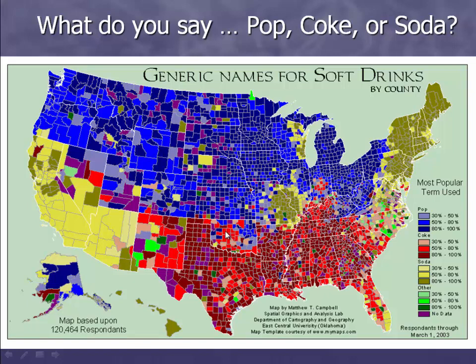Oklahoma City, very strongly Coke. Atlanta, very strongly Coke, where the Coke World headquarters is located. See a lot of eclectic in Alaska as well. Hawaii has almost 100% soda. I visited Maui before, and almost everybody there says soda. It's very interesting. So kind of some cool regional trends here.